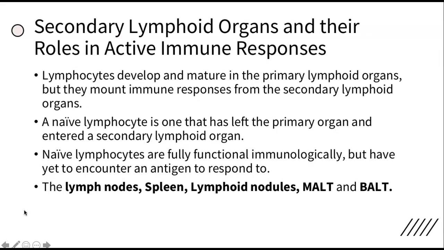And then the secondary lymphoid organs and their roles. The lymphocytes will develop and mature in the primary lymphoid organs, where we just talked about, but they mount their immune responses from the secondary lymphoid organs. A naive lymphocyte is one that has left the primary organ and has entered a secondary lymphoid organ. They're fully functional immunologically, but they have yet to encounter an antigen to respond to. So they're just not familiar with antigens yet. The secondary lymphoid organs are the lymph nodes, the spleen, the lymphoid nodules, like your tonsils, and MALT and BALT. Okay, so you should be familiar with all those so far.